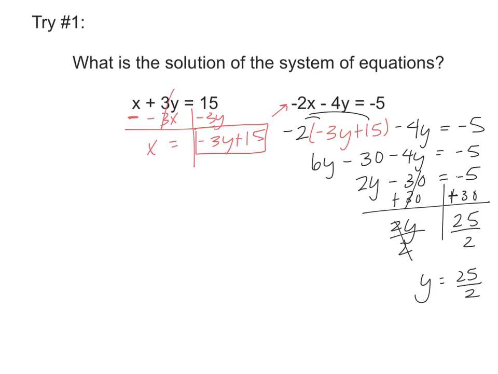And actually, this one is one that's pretty easy to switch over if we wanted to do decimal form. So let's go ahead and switch it over. 25 over 2, that's the same thing as saying 25 divided by 2, which means that y is 12.5. So at least now we know our y value.